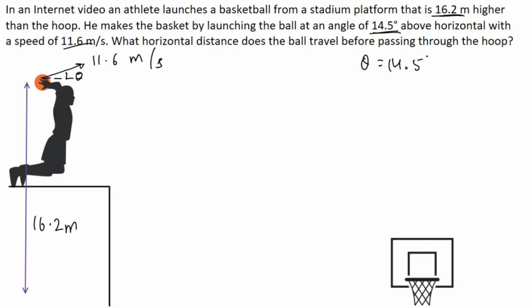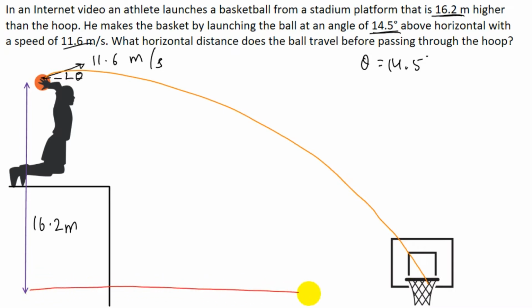So let me first show the trajectory of the ball, and we need to find this distance. Let this distance be x. This distance we have to find. Now to find this distance, I'll first find the time taken by the basketball to reach the hoop, and for that I'm going to consider the vertical motion of the basketball.